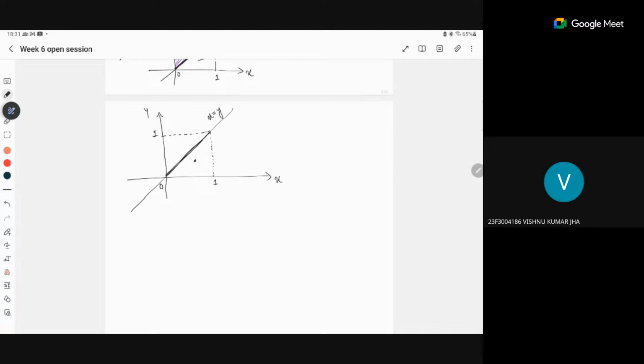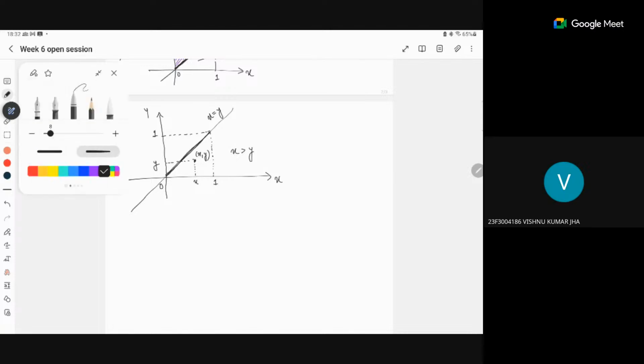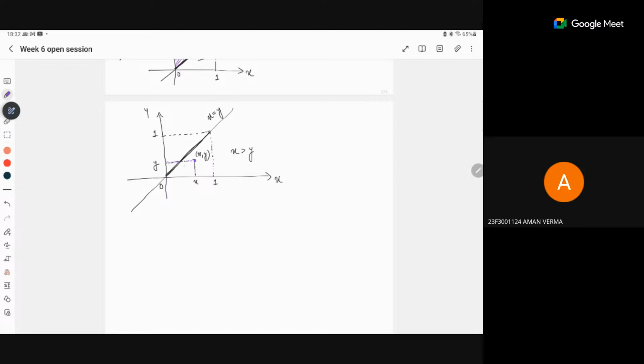Now if I take any point here, so if I take any pair xy, here x would be greater than y. This is x, this is my y. Can you say that x is greater than y? It is greater than y, right? You take any x. Let's say I take an xy pair here. Again, my x would be greater than my y. Any point you take over this region, any pair you take, this region would be x is greater than y.